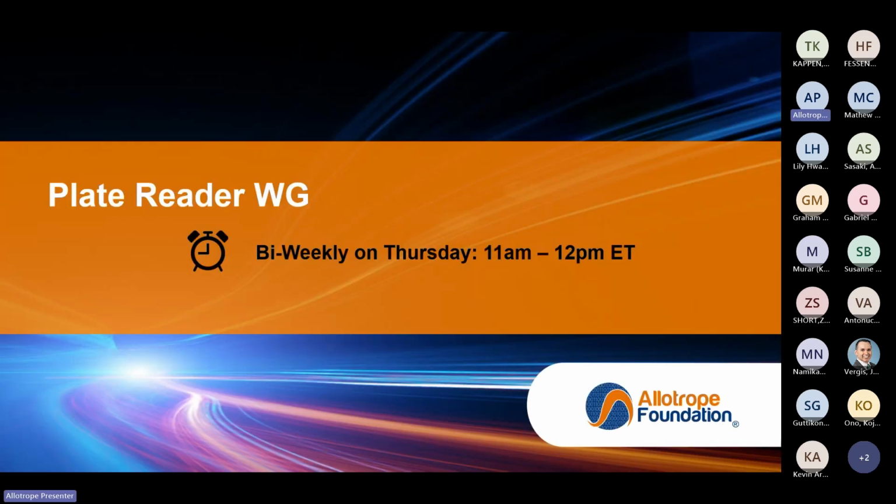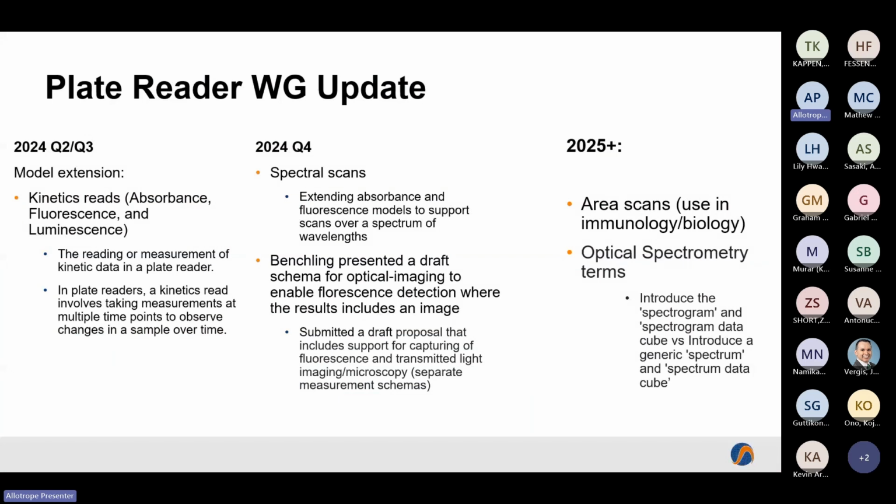For the plate reader group, this year was the addition of kinetics. So we currently have support for 3 detectors: absorbance, fluorescence, and luminescence. So we've added support for reads over time kinetics to those 3 detector types. This quarter, we're looking to extend that again to include spectrums, so spectral scans over a wavelength range, and also looking to add optical imaging, both base optical imaging and fluorescence. So those are in flight for this quarter.